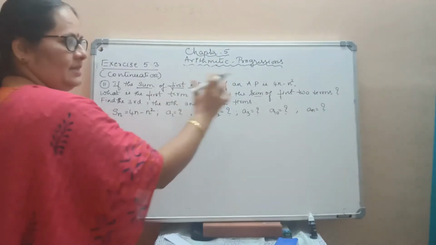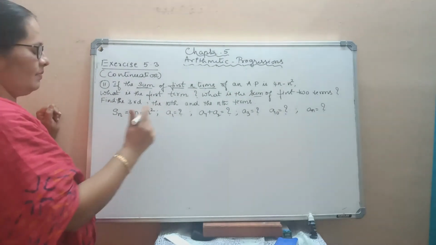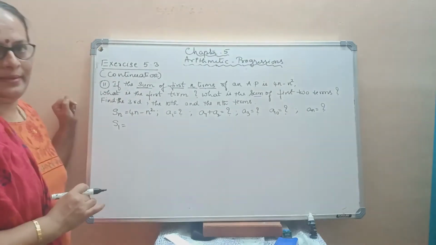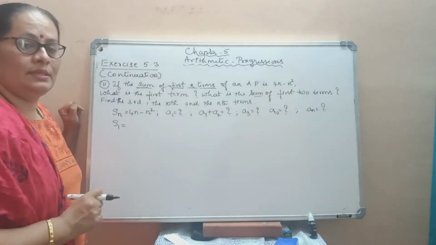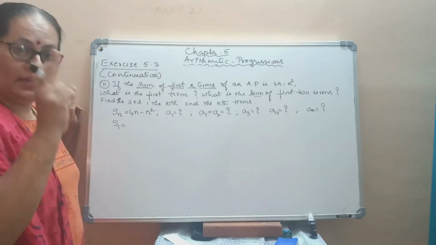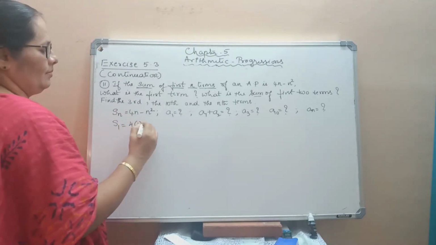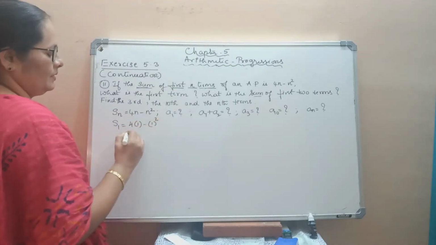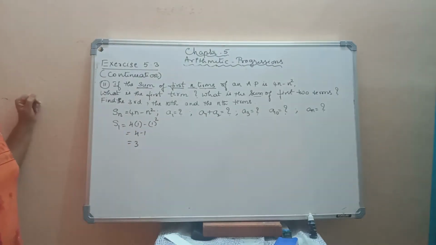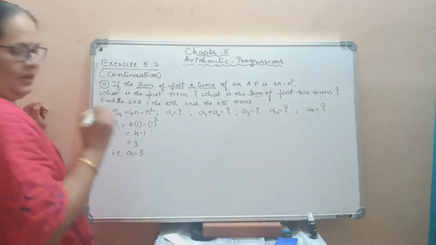Now what is given? Sum of the first n terms of the AP is 4n minus n square. It means that the sum of the first term is the first term itself. Sum of the first term means what? That will be the first term, no other terms in that, only the first term. So S1 equals 4 into 1 minus 1 square, which is 4 minus 1, 3. That means first term A1 equals 3.